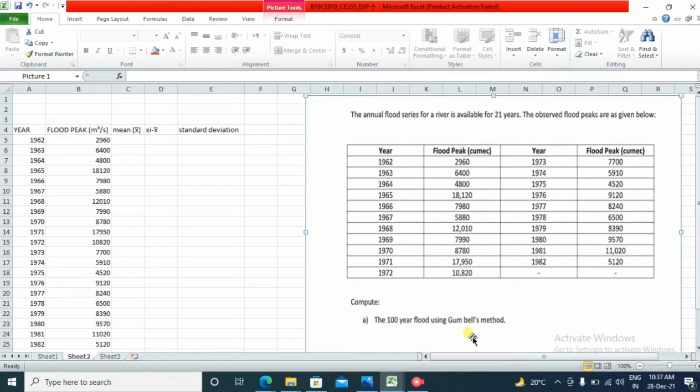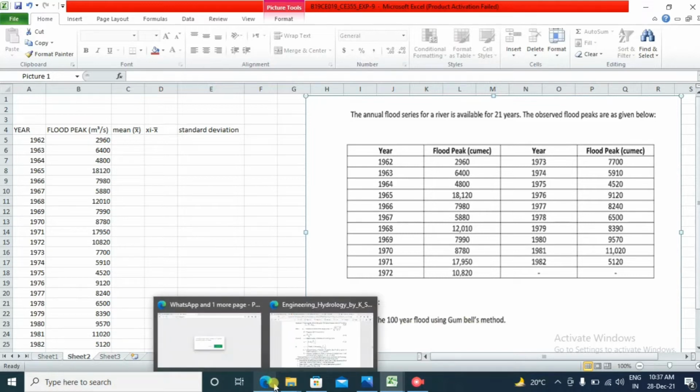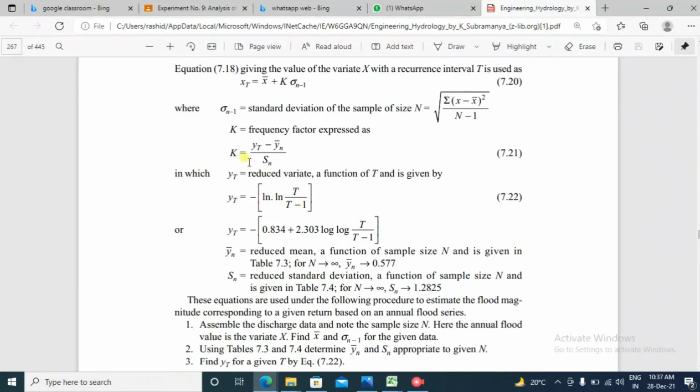What will be the procedure? Let's see the procedure first. We will be solving this equation: Xt is equal to x bar plus k sigma n minus 1. T is 100 here, so we have to calculate x100 is equal to x bar plus k sigma n minus 1. Sigma n minus 1 is the standard deviation. We will do the calculation for standard deviation and mean in the Excel sheet, not manually. So all things we will be doing in this video.